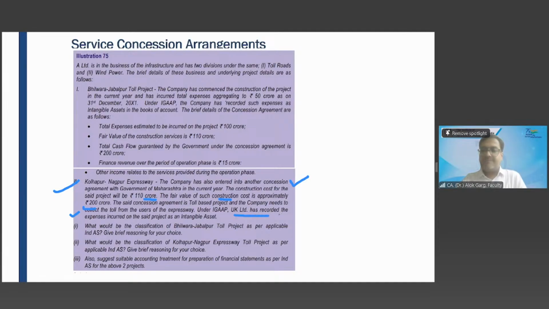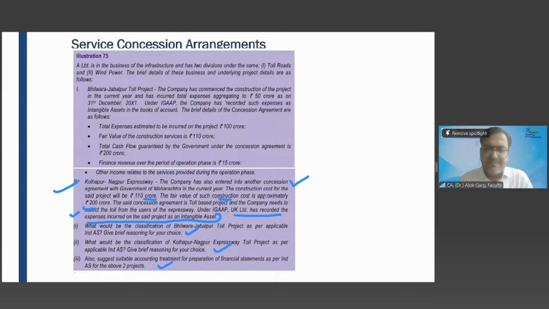Under ICAI, the company has expensed the cost incurred on the said project as an intangible asset. Doesn't matter, leave what ICAI did. What would be the classification of the Bhilwara Jabalpur toll project as per the applicable Ind AS? Give brief reasoning of your choice. What would be the classification of the Kolhapur Nagpur Expressway toll project as per applicable Ind AS? Give reasoning. Also suggest suitable accounting treatment for preparation of financial statements as per Ind AS for the above two projects.